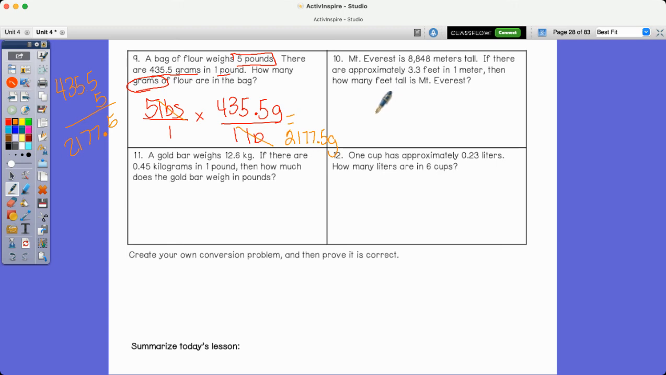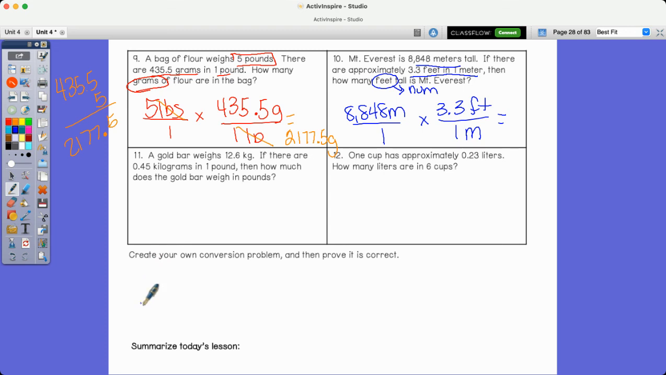Okay, I'm going to help you set up some of these and then you're going to try them on your own. Okay, Mount Everest is 8,848 meters tall. If there are approximately 3.3 feet in 1 meter, how many feet tall is Everest? I want feet, so feet is the numerator. So we start out with this because it's giving us our height per 1. And then I'm going to put my feet in the numerator divided by 1 meter. This allows us to cancel. Okay, so you're going to finish number 10, try 11 and 12.